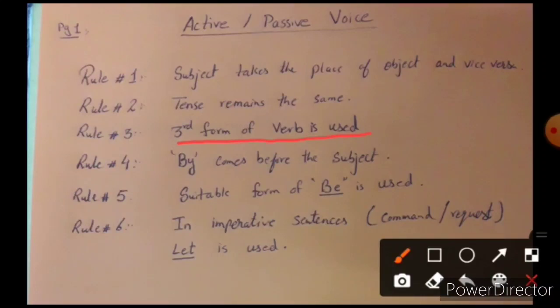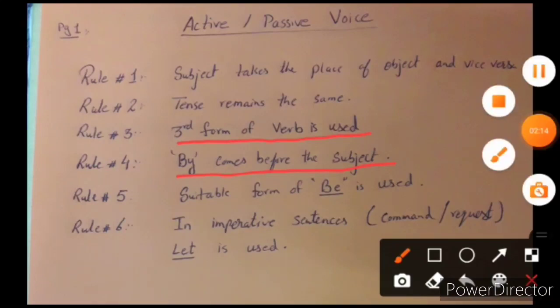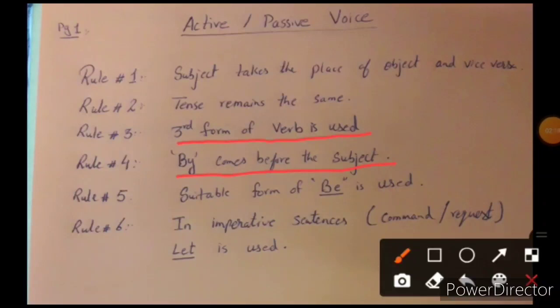Then we have the fourth rule, and that is that you're going to use by. What are you going to use? By before the subject. So obviously this by is also a part of a passive voice, and this comes in the formula as well. Now the fifth point is that you're going to use a suitable form of be.